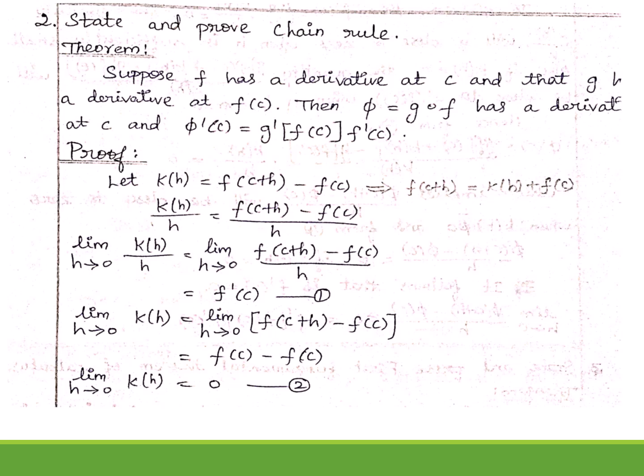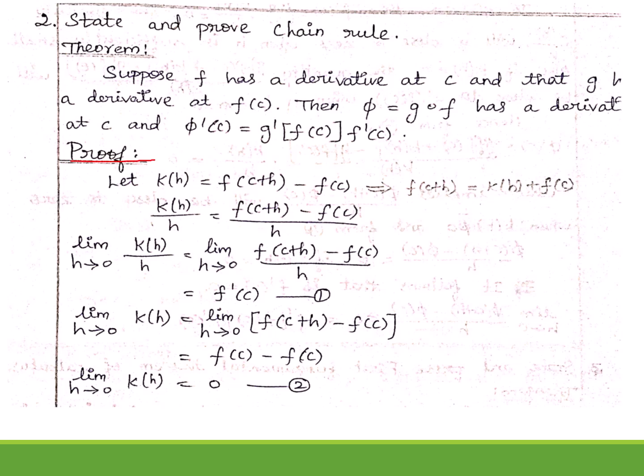Next, the theorem: state and prove the chain rule. Statement: suppose f has a derivative at c and that g has a derivative at f(c). Then let φ equal g composed with f. Then φ has a derivative at c and φ'(c) equals g'(f(c)) times f'(c).